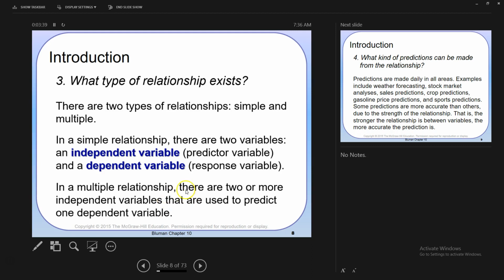And then there are the simple relationships, which is the type we're going to talk about, where we're just going to have an input value or a predictor value and an output value or a response variable. Again, the input value can be called the input value, the independent variable, the predictor variable, the X. There's all kinds of different names. The output value would be the Y, the dependent variable, the response variable.